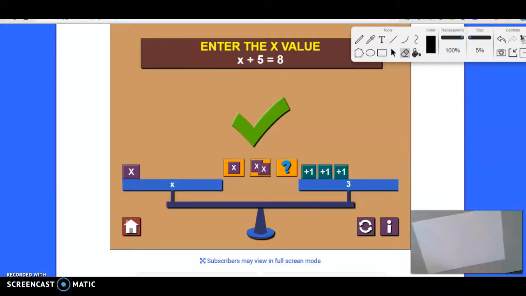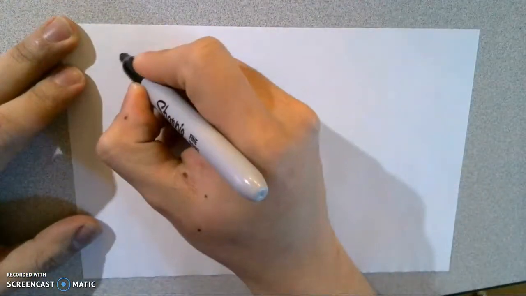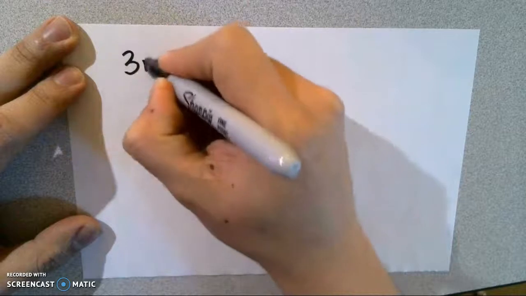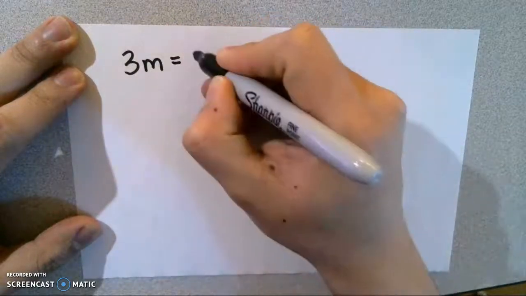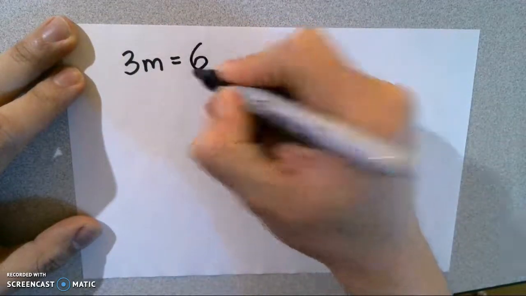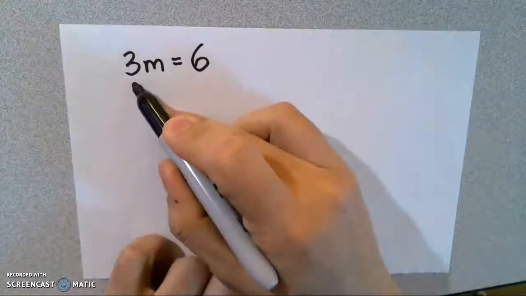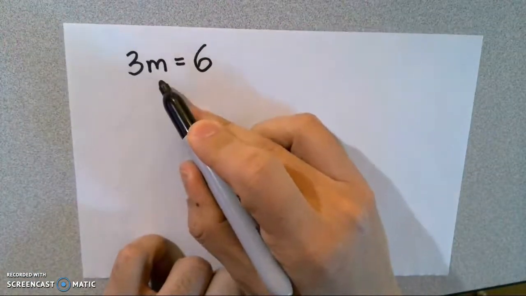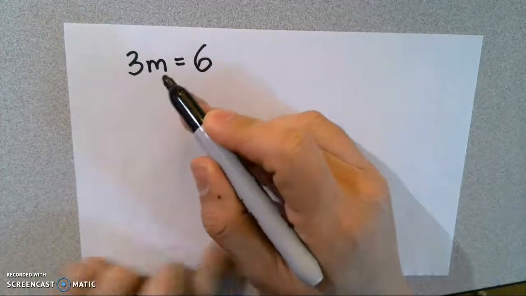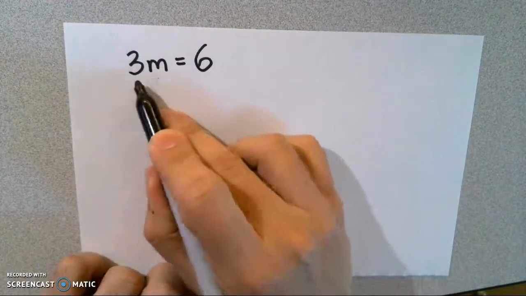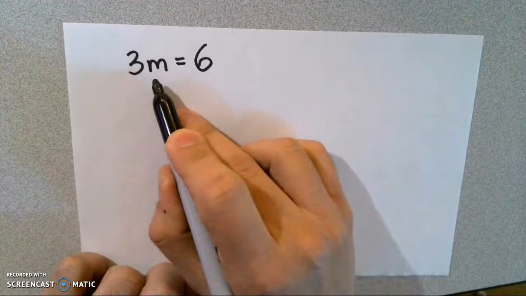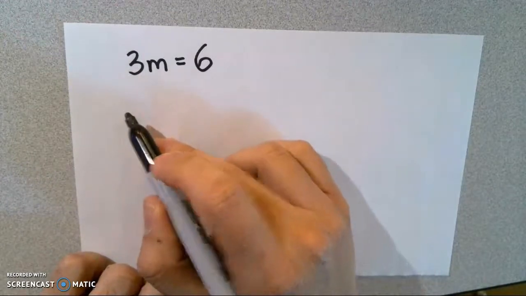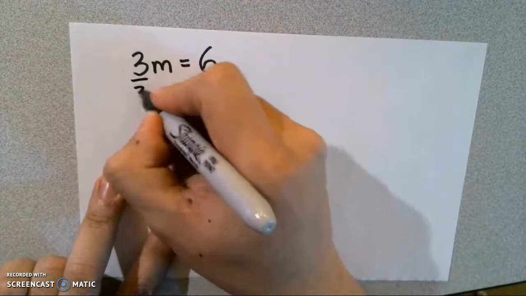So, what if I have this one? And we remember doing this before. What if I have something like 3m equals 6? Okay? We know that this is our coefficient. This is our variable. So, this is multiplying, alright? So what is the opposite of multiplying? You're going to divide. So you're going to divide by 3 on both sides.